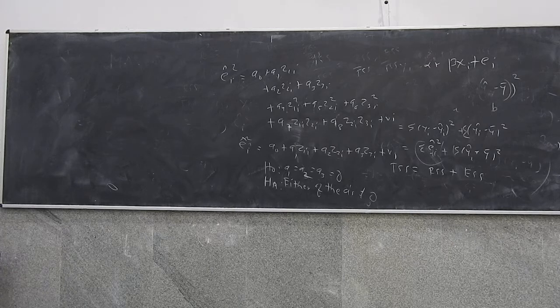So what is the difference between R square and adjusted R square? Because the adjusted R square adjusts for the degrees of freedom. That's what's called the adjusted R square. The adjusted is adjusted for degrees of freedom.